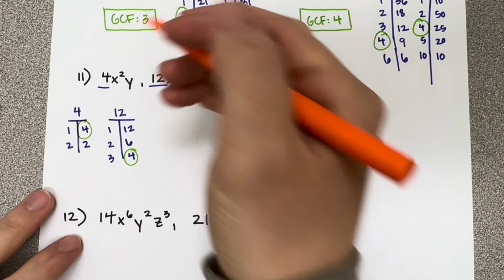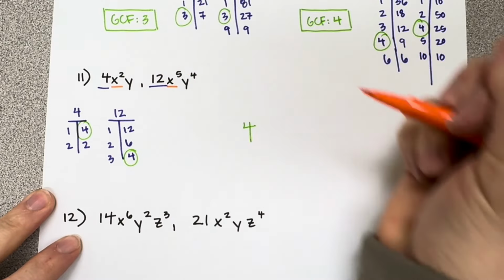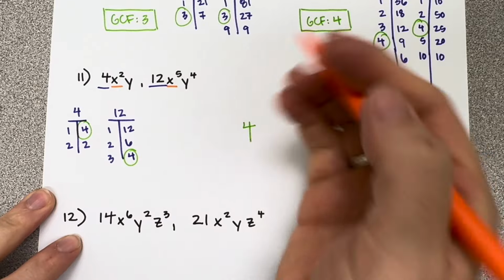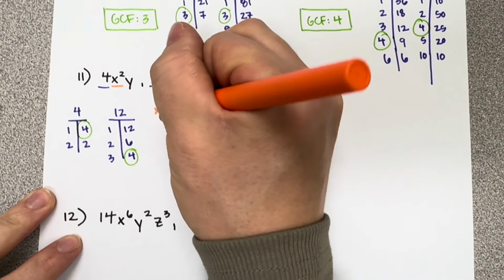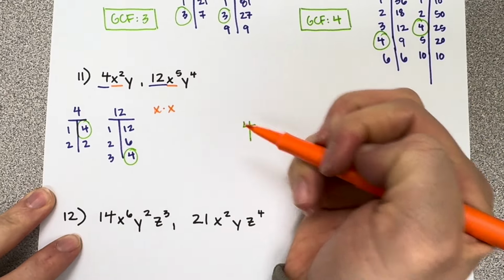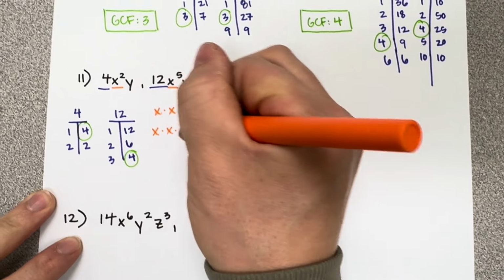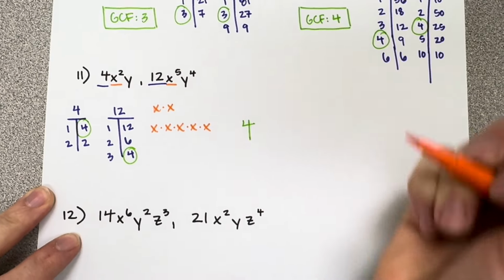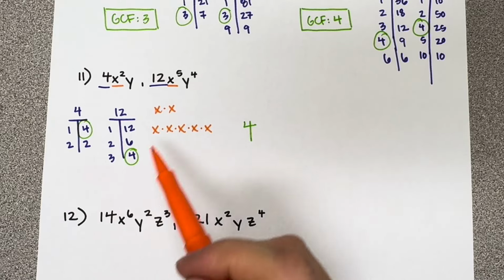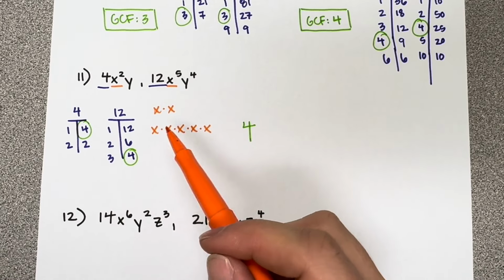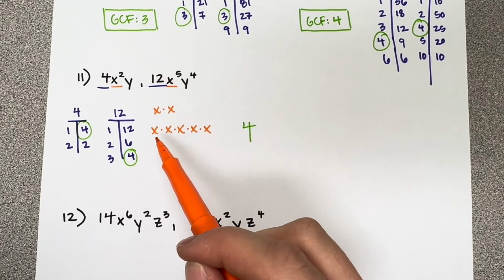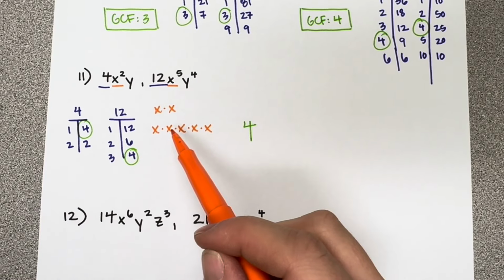Okay, so the first variable I'm going to look at are my x's. Okay, so my first term has x squared, or just x times x. My second term has 5 x's: x times x times x times x times x. Okay, now what you're actually asking yourself is how many x's do they have in common? Or in other words, how many x's do they both have?